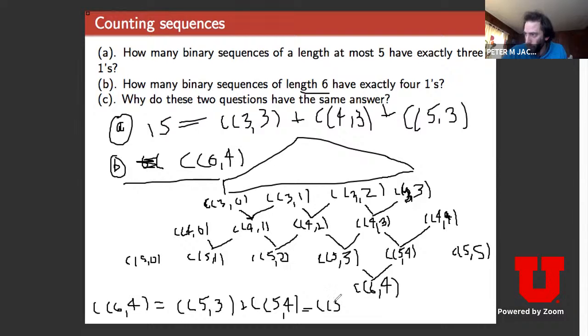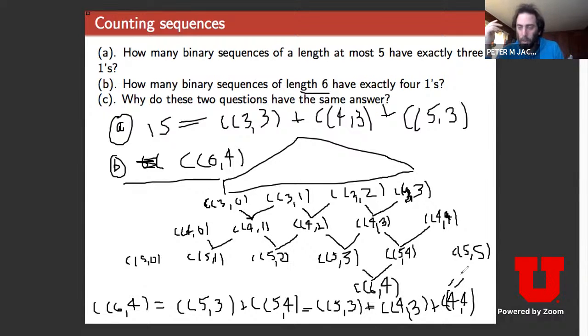So that's 5 choose 3 plus 4 choose 3 plus 4 choose 4. And 4 choose 4 is the same thing as 3 choose 3, because there's only one way to choose 4 items from 4 items, which is to choose all the items, just like there's only one way to choose 3 items from 3 items. So this is 1, and this is the same thing as 3 choose 3.